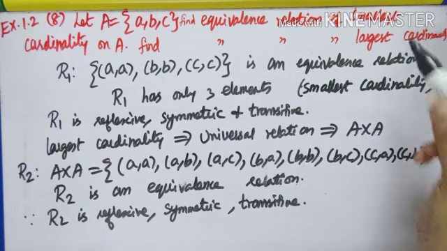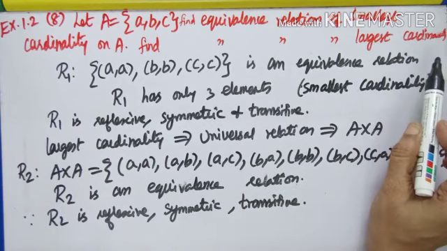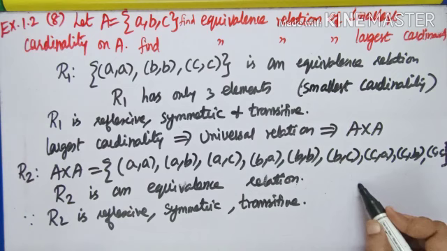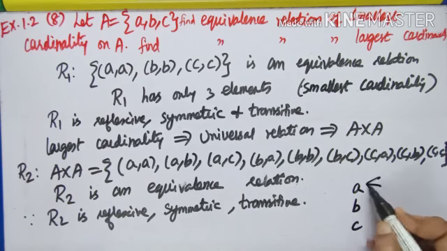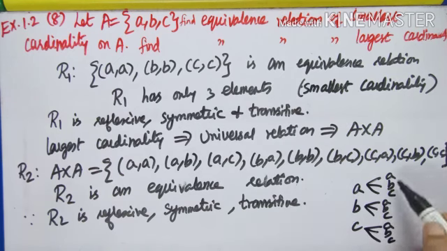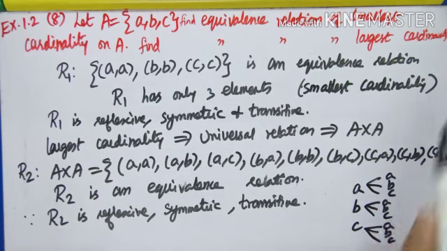So for the smallest cardinality, just write the repeated pairs. For the largest cardinality, just write the entire relation. That is the universal relation I am writing. That will be the largest cardinality. a, b, c, we write the pairs like this. a, b, c. For this also a, b, c. So 3, 3, 3, totally 9 pairs will come, which will create the equivalence relation on A with the largest cardinality.